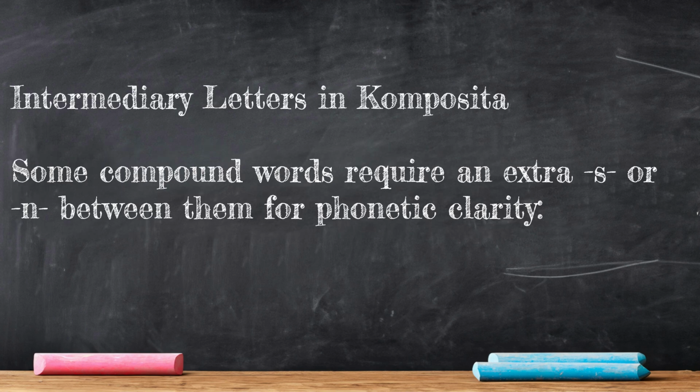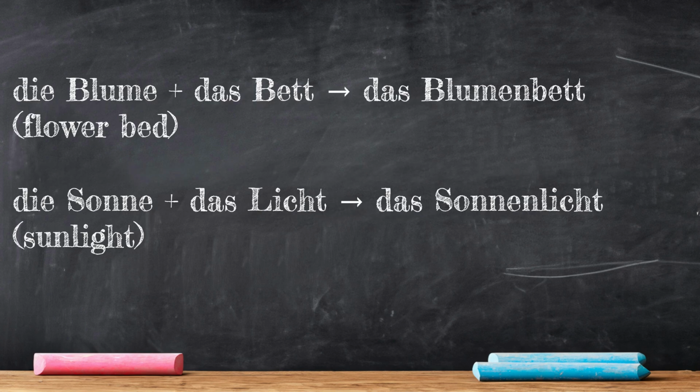Intermediary letters in Komposita. Some compound words require an extra S or N between them for phonetic clarity. Die Blume plus das Bett, das Blumenbett, flower bed. Die Sonne plus das Licht, das Sonnenlicht, sunlight.